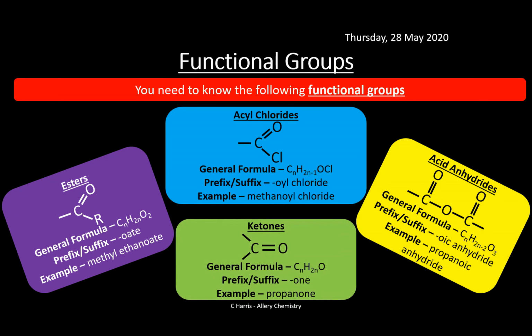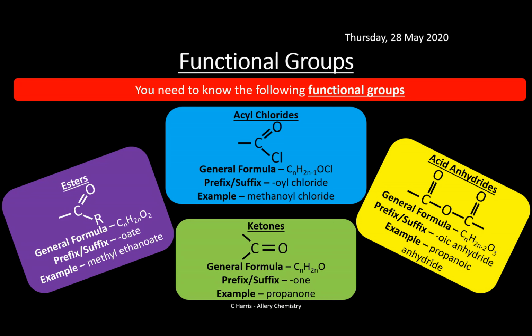And then finally, our ketones. Ketones have CnH2nO, which is the same as an aldehyde, but obviously with a ketone, the carbonyl group sits on a middle carbon. It always ends in -one, and the example is propanone. Okay, so there's a lot of functional groups there.